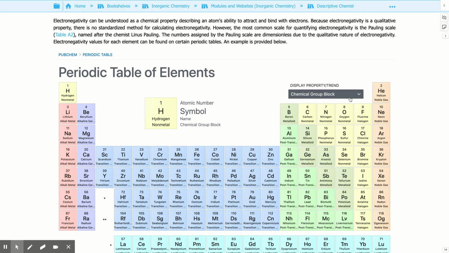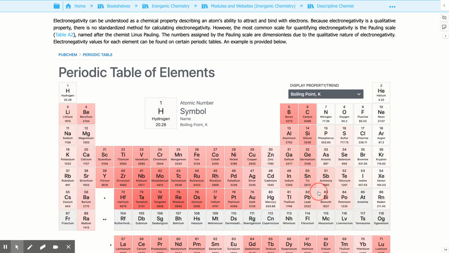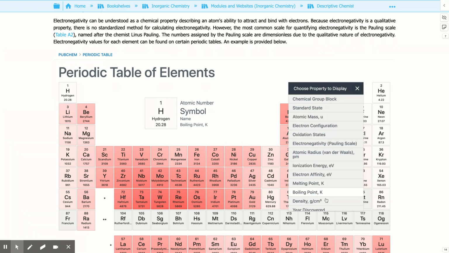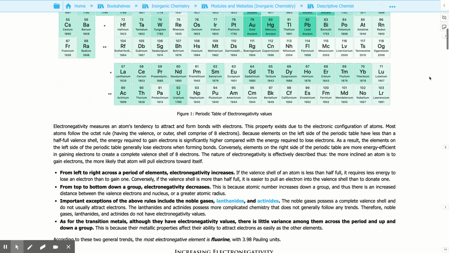And here we can display this. You can choose a property to display here. So if we look at the boiling point, we can see which ones are similar based on the color scheme. You have ones like helium that have very low, and ones like zirconium very high. This is in kelvins. And you can just go through here, your discovery. You can see some are ancient, some are a lot more recent. You have 19th century here, a couple of 20th century down here, and it's a very interactive periodic table.